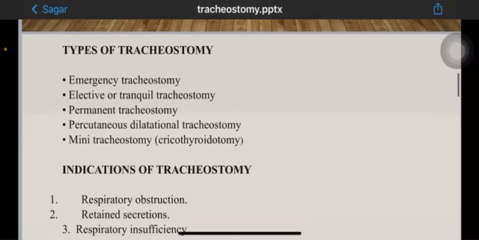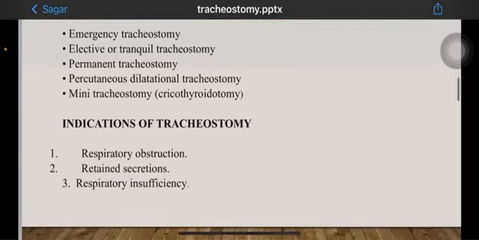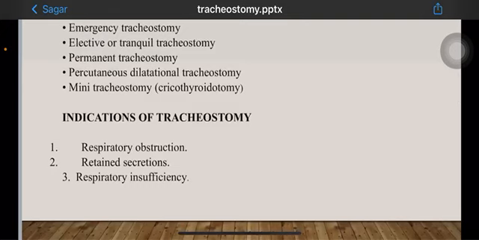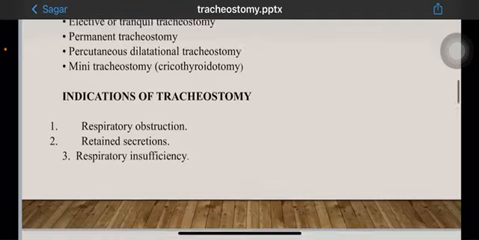Types of tracheostomy: emergency tracheostomy, elective or tranquil tracheostomy, permanent tracheostomy, percutaneous dilatational tracheostomy, mini tracheostomy. Indications of tracheostomy: when there is respiratory obstruction, retained secretions, and respiratory insufficiency.